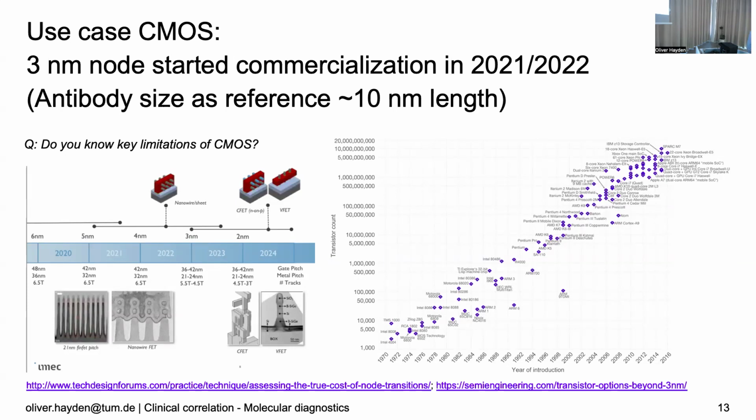Okay, so the gate regime, this is always the smallest feature size of the field effect transistor. This is the node, the 3 nanometer node. That is just the obnoxious part of it. Question to you: do you know the key limitations of CMOS? Ever thought about this?